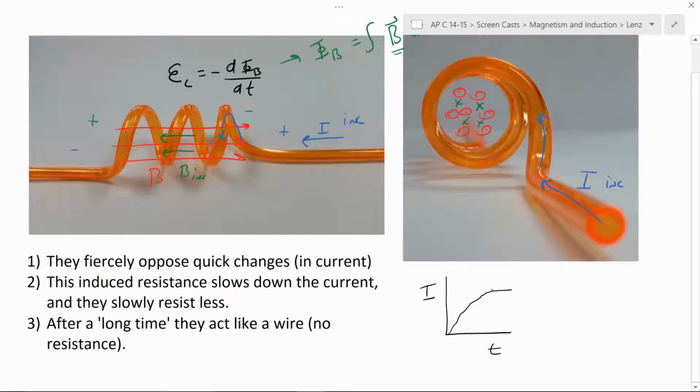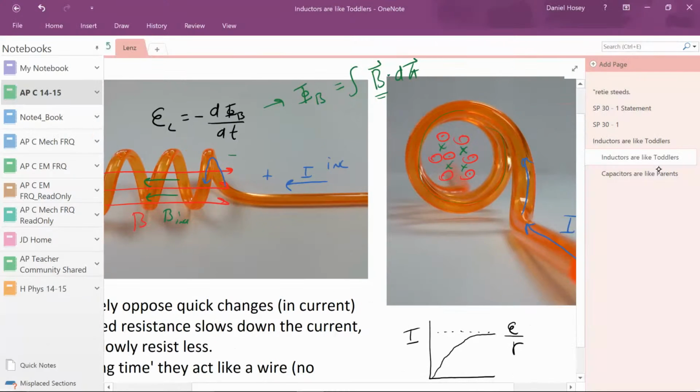There's no back EMF. So if this is a simple, say, RL circuit, the current is going to end up at a value that's as if the inductor wasn't there. If it's just a wire, it's going to be the E over the R, meaning the battery voltage over the resistance, the resistor. Let's contrast that for a second with what goes on in a capacitor.